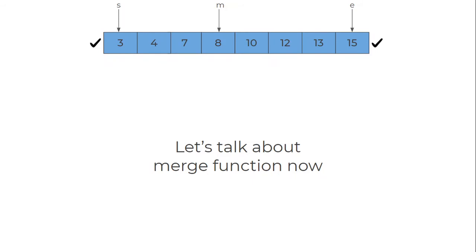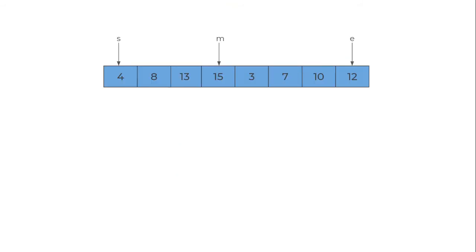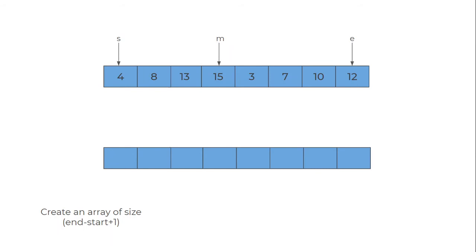Now let's talk about the merge function. Now I would say that merge sort was a pretty small function. Merge function is something which takes the most part of your code in case of a merge sort complete function. How it works is like this. We create an array of size end minus start plus 1.